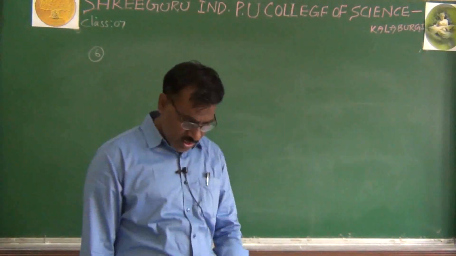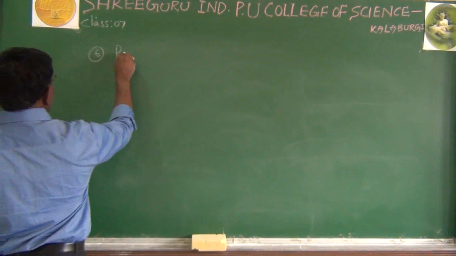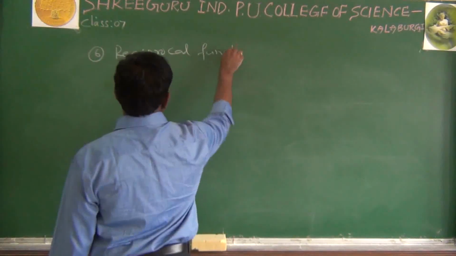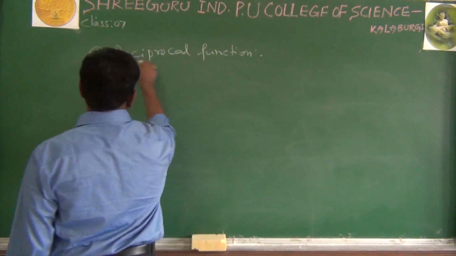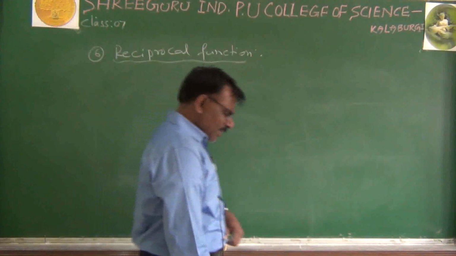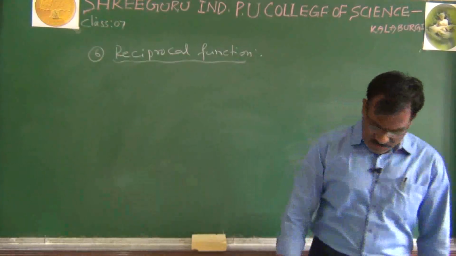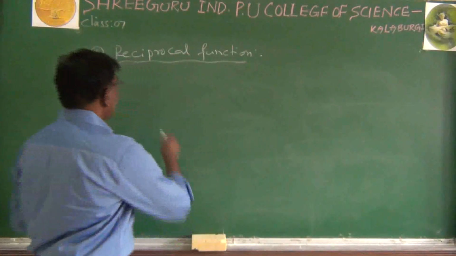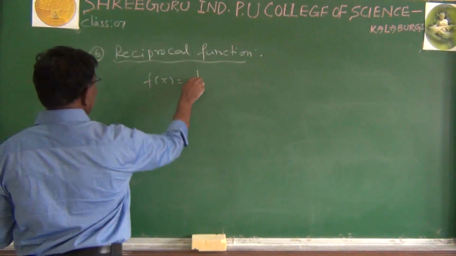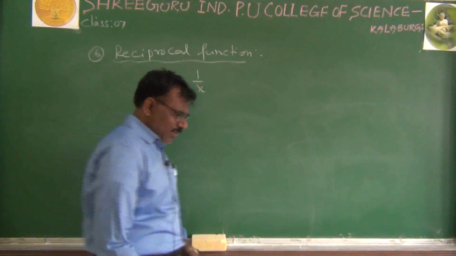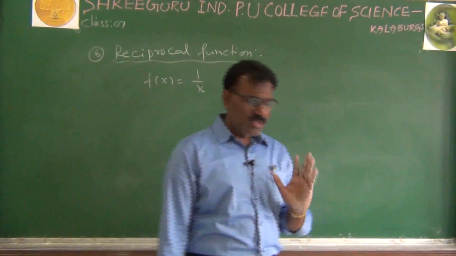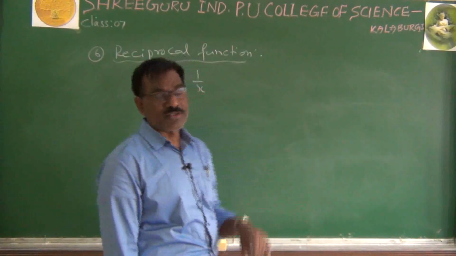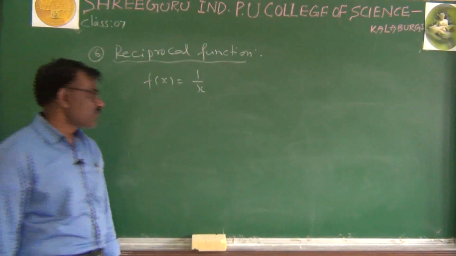Then what is the next, the sixth definition? The sixth definition is the reciprocal function. The function f from R to R defined by f of x equal to 1 by x is called a reciprocal function.